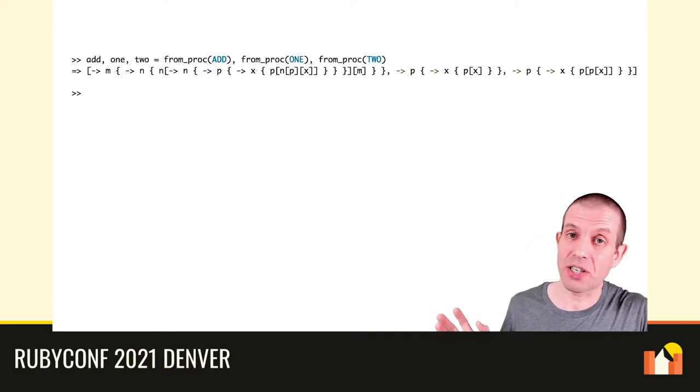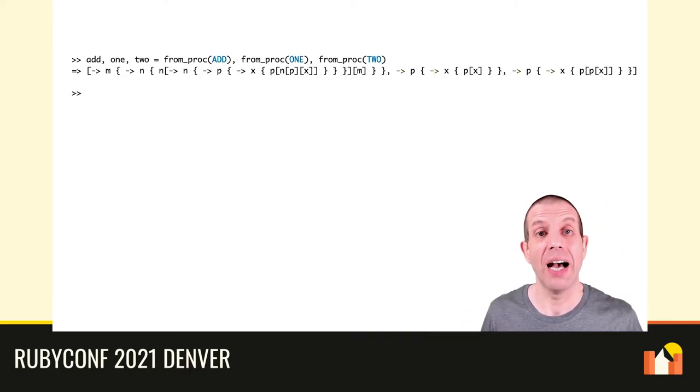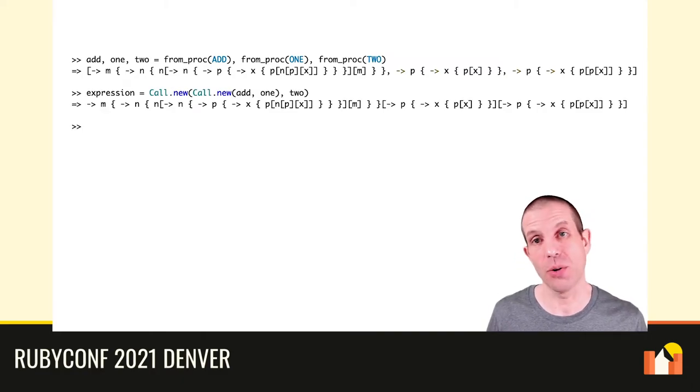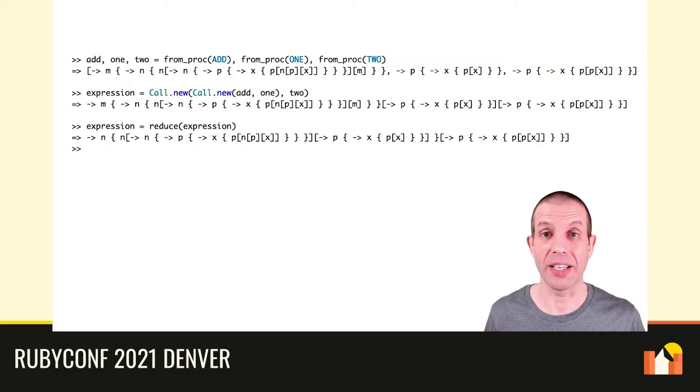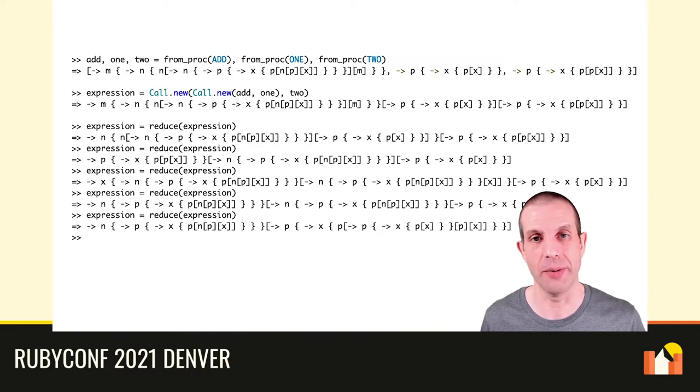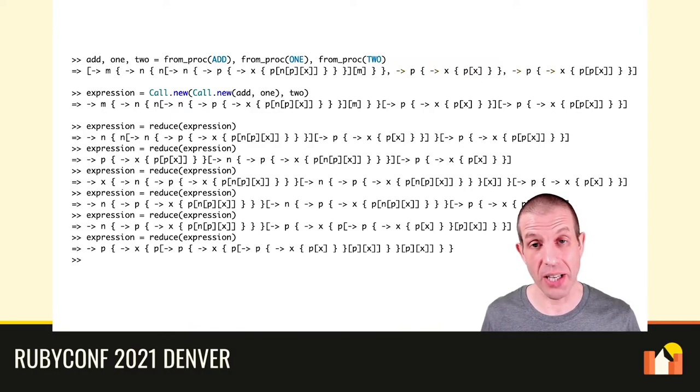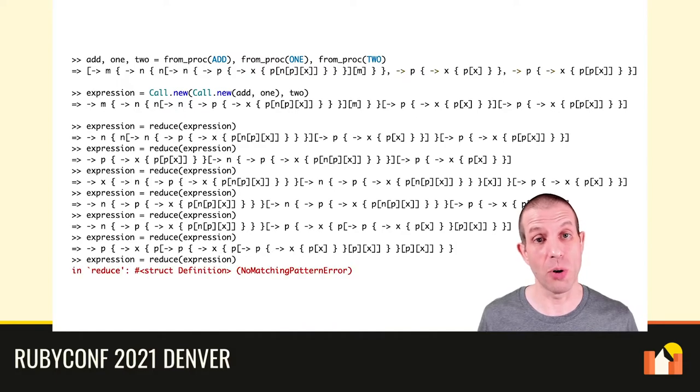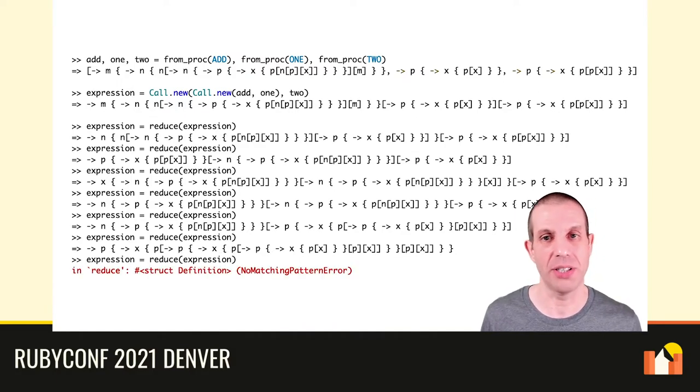If I make expressions for add, 1 and 2, and then make an expression which calls add with 1 and 2 as arguments, I can keep reducing it over and over. If none of the patterns inside the reduce method match, there's no more reducing we can do, so evaluation is done.